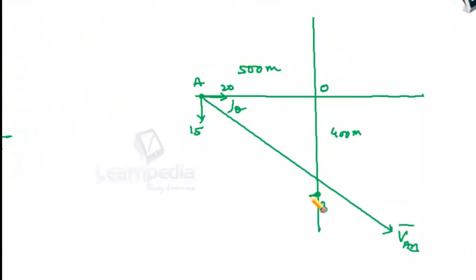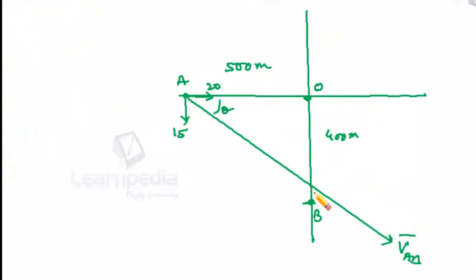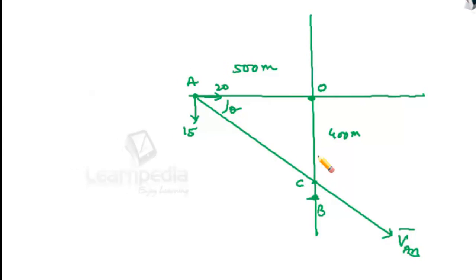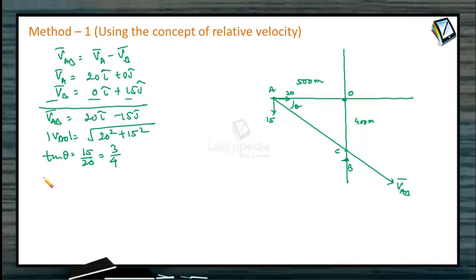So the distance from here to this position is given to us as 400 meter. Say it cuts the y-axis at point C. So what will be the distance OC? Let me call this distance y. So y by 500 is tan theta. So OC, that is y, is equal to 500 into tan theta. And tan theta we know is equal to 3 by 4. 500 into 3 by 4 comes out to be 375 meter.